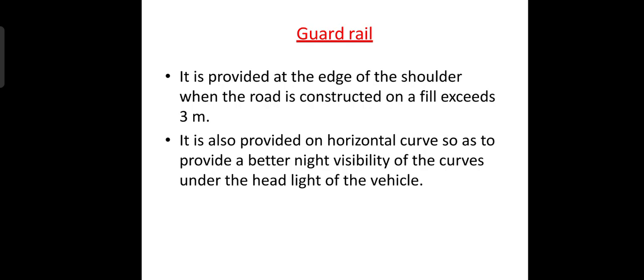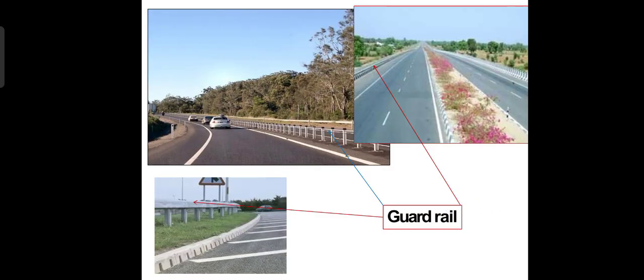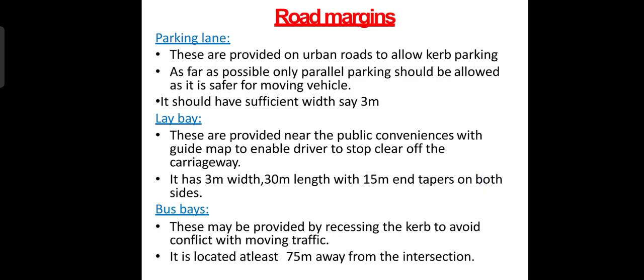Next, the guardrail. It is provided at the edge of the shoulder when the road is constructed on a fill exceeding 3 meters. It is also provided at horizontal curves so as to give better night visibility of the curves under the headlights of vehicles. Here in the picture you can see the different types of guardrails provided on roads.